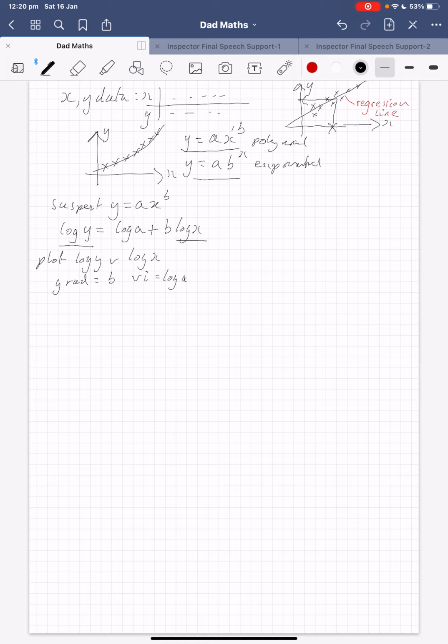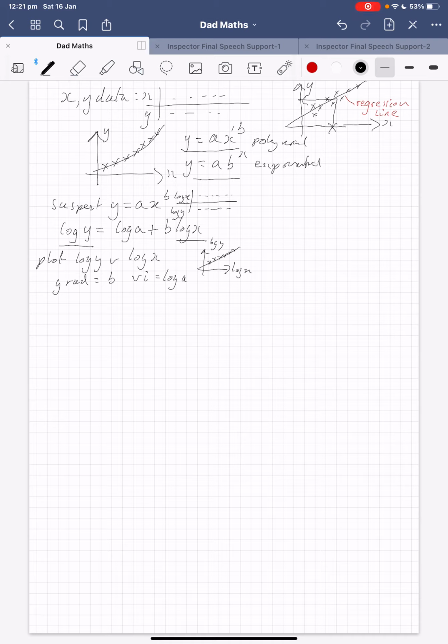Okay, so what you do is you plot not x against y, but for each of the x values, you work out log of x, and for each of the y values, you work out log of y. You plot your new data, a log x, log y plot, and you work out the correlation coefficient, which tells you how close it lies to a straight line. You get the regression line, the line of best fit, and that will tell you what the equation of this line is.